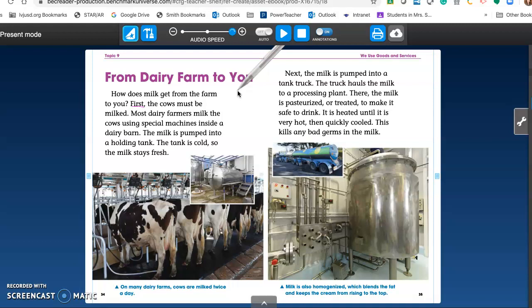Most dairy farmers milk the cows using special machines inside a dairy barn. The milk is pumped into a holding tank. The tank is cold, so the milk stays fresh. First, the cows must be milked.